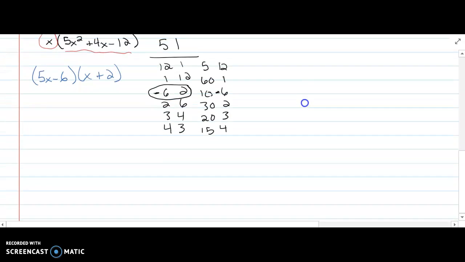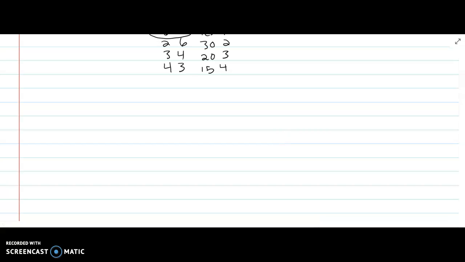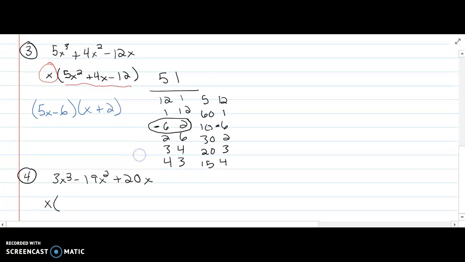Okay, now on to the last one. Number 4. We have 3x cubed minus 19x squared plus 20x. Okay, I see this one has a GCF of x, so I'm going to pull it out. Oh, and be careful, I almost forgot. And this one, we have to keep that x outside. So we have to bring that down after we pull it out. So this is my full factor form.